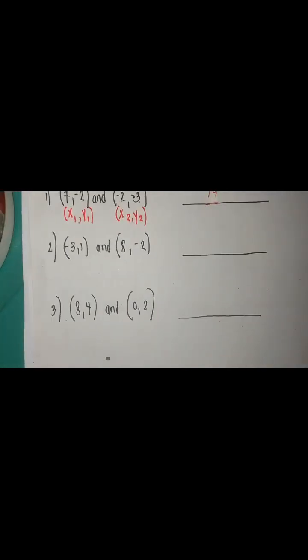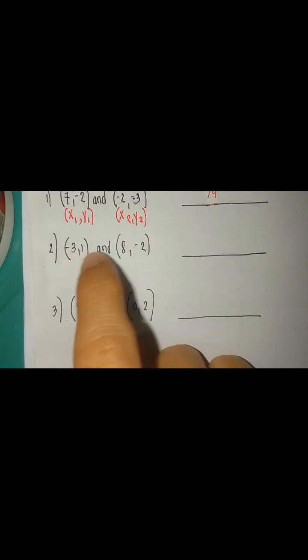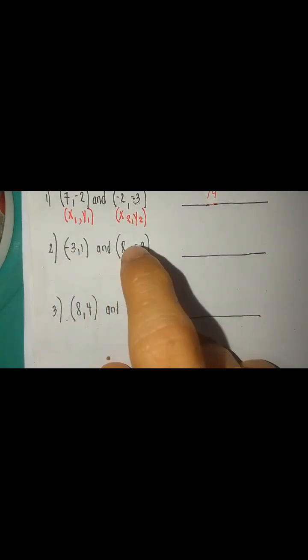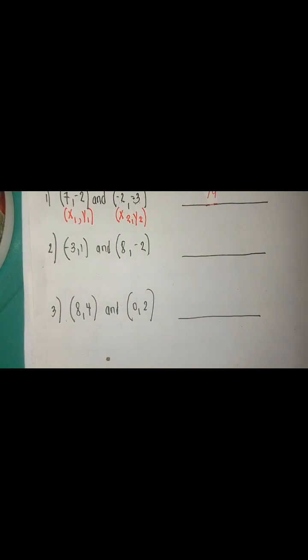In continuation class, we will proceed to the second example. We have (-3, 1) and (8, -2). So again, we will find the slope, sketch the graph, and indicate the line.